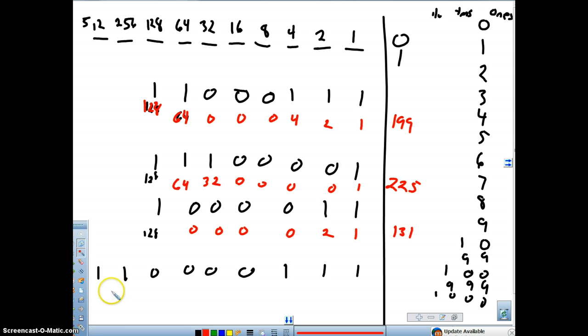This column is in the 512 column. So 1 times 512 is 512. 1 times 256 is 256. I know some of y'all already did it. These are all 0 because 0 times a number is 0. 4 times 1 is 4. 2 times 1 is 2. 1 times 1. Y'all add it up. What is it? What is it, Seth? 775. Okay.